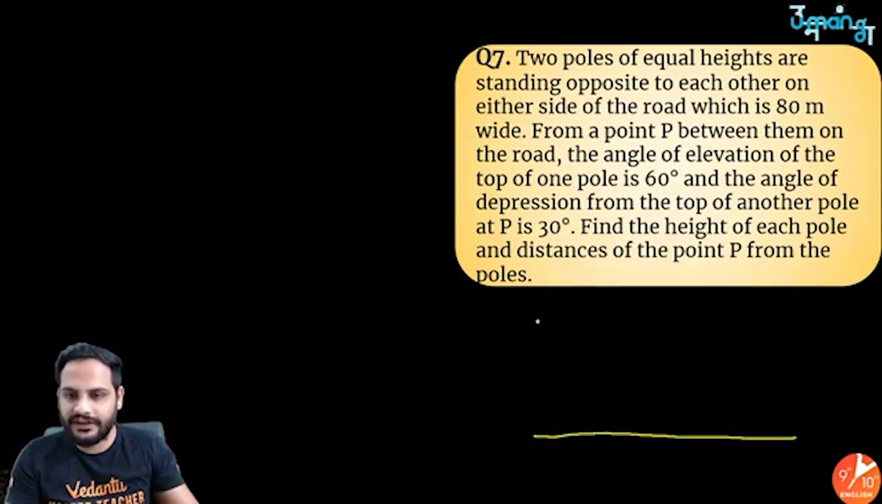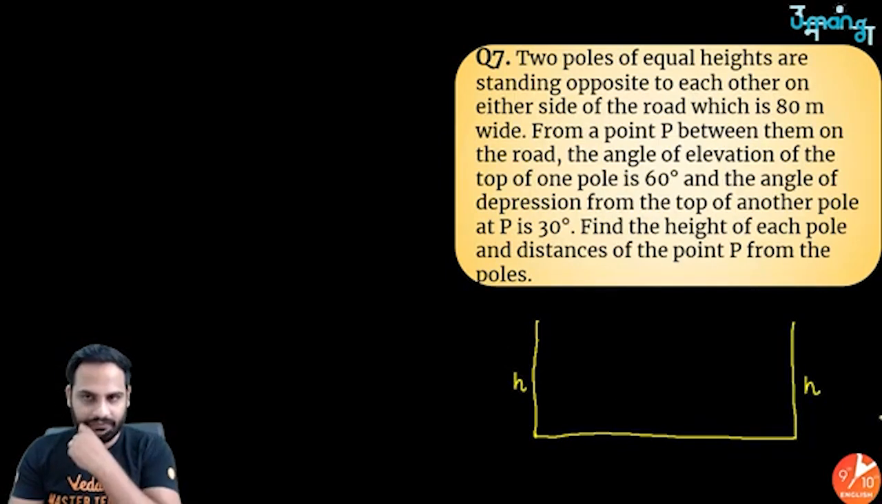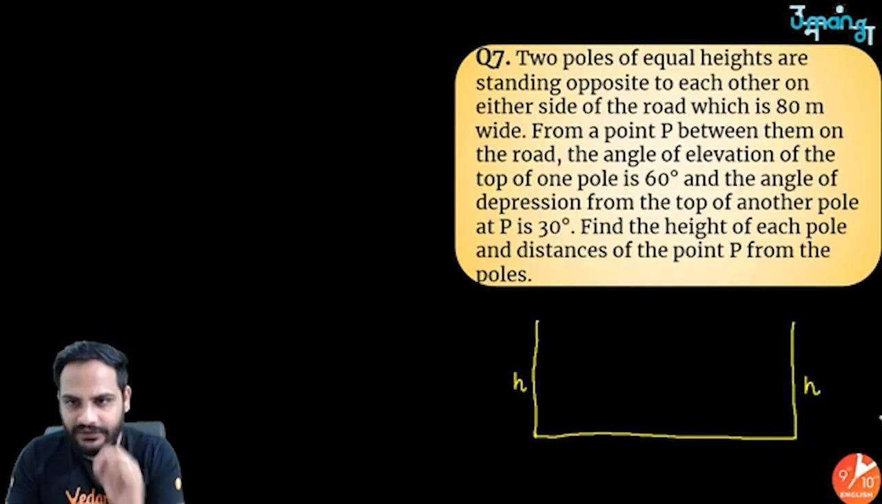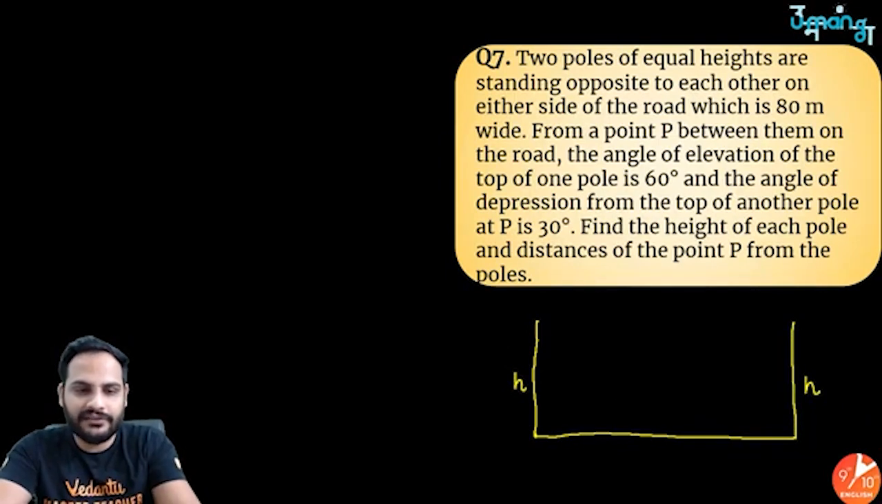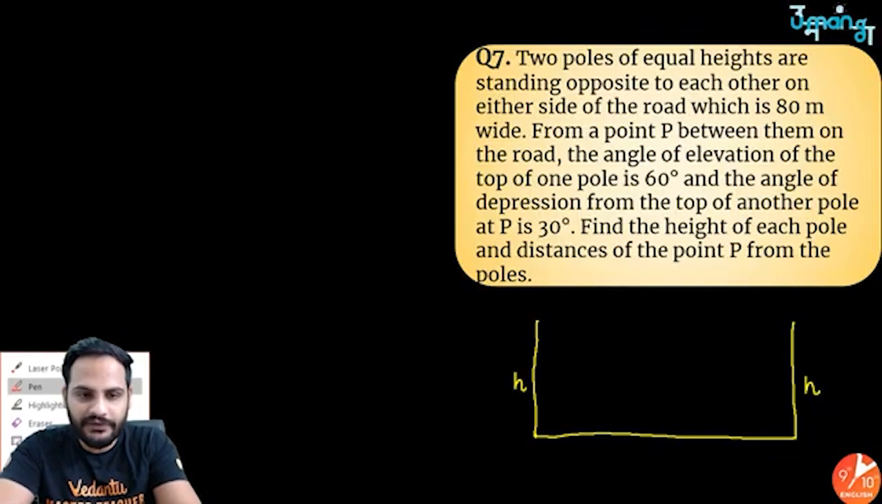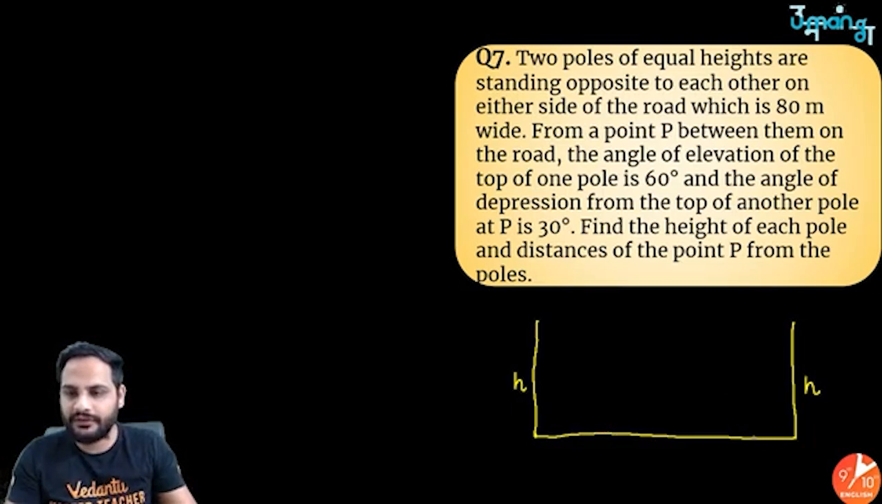There is a road which is 80 meter wide. One pole is over here, another pole is over here. And the main thing to notice is both are of equal height. So this is of height h, this is also of height h. Now there is a point P between them on the road. So between doesn't mean in the middle. Between means anywhere, somewhere in the middle, anywhere. It can be here also, here also.